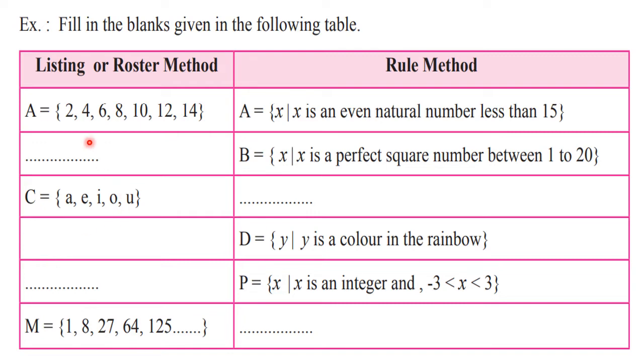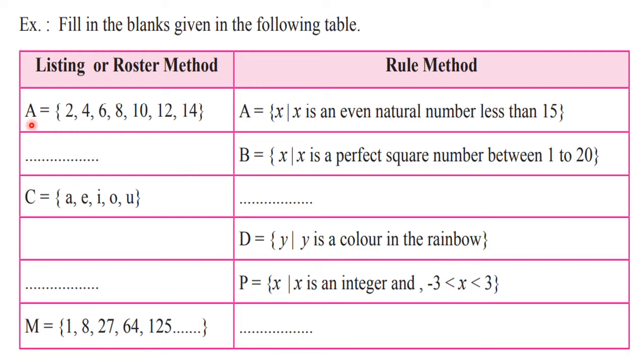What you can find here is two columns shown in this table. The first one gives you the examples of the listing or roster method, and in the second one the same sets are written by using the rule method. So we have to write down the correct answer in the blank spaces here. The first one is done for you.